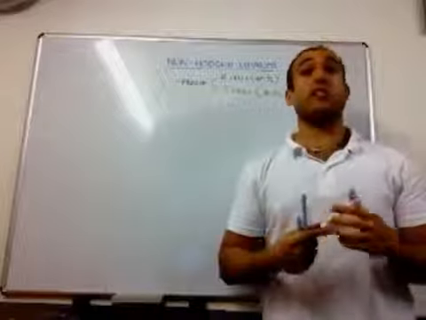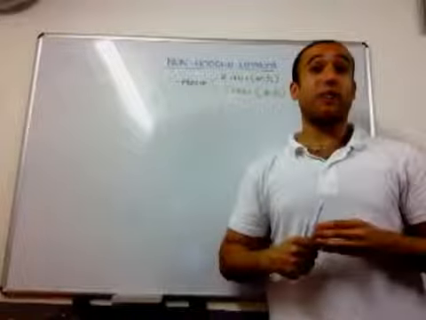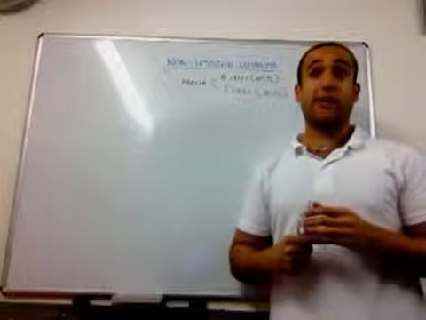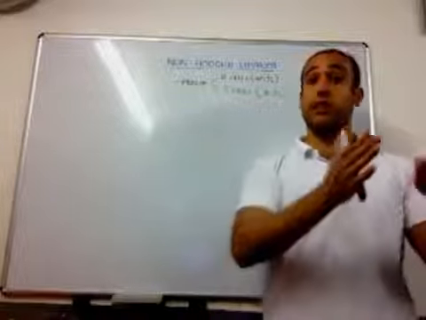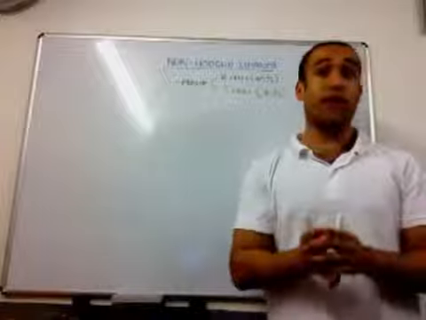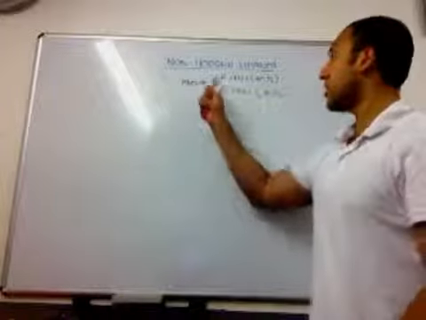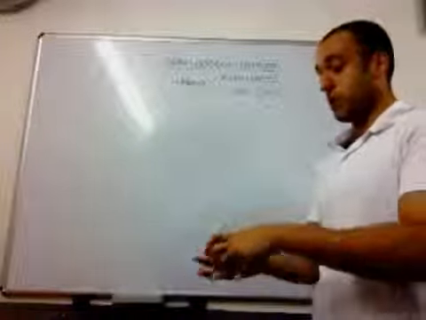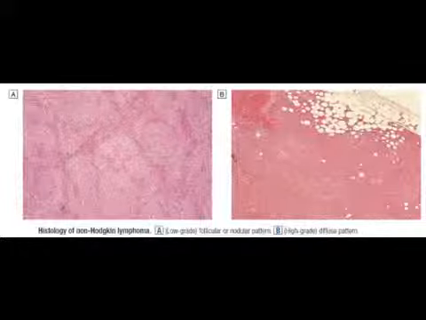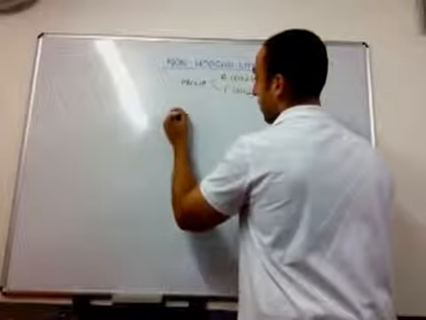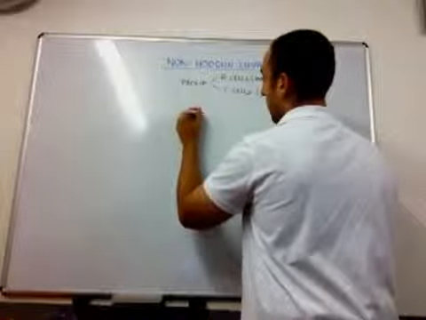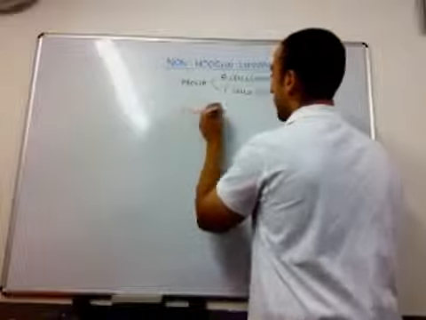Again, just like the others, it can appear in the elderly more commonly, and we specifically spoke at the beginning about a classification. We said high-grade lymphoma and low-grade lymphoma. This is especially important in the non-Hodgkin's lymphoma. We said we have high-grade and we have the low-grade.